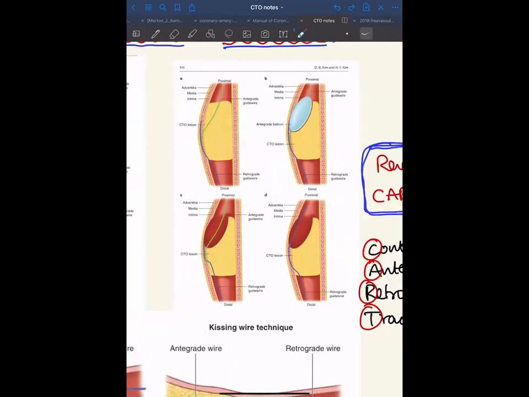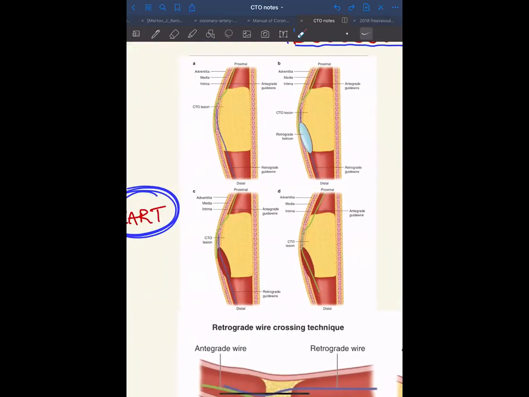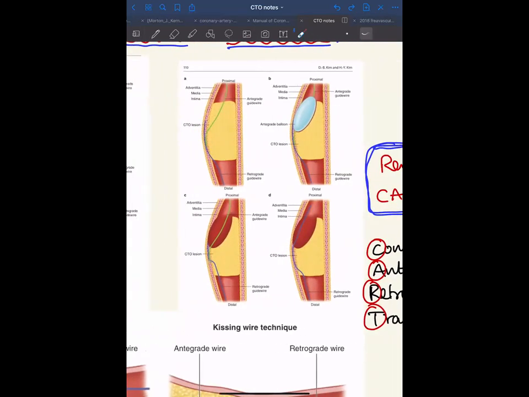So reverse CART is exactly the opposite. As one can understand, for this balloon to reach here, it has to come through the retrograde channel. So sometimes it can be a challenge. You may be able to pass a wire, but you may not be able to pass a balloon all the way to reach here just to enable this entry. So what is more commonly performed is reverse CART. Reverse CART is exactly the same procedure, but the ballooning is done through the proximal antegrade approach. So we come through the antegrade and retrograde, leave them in the subintimal space. The ballooning is done in the antegrade channel, and the retrograde wire is taken out, exteriorized through the antegrade channel. So that is reverse CART.